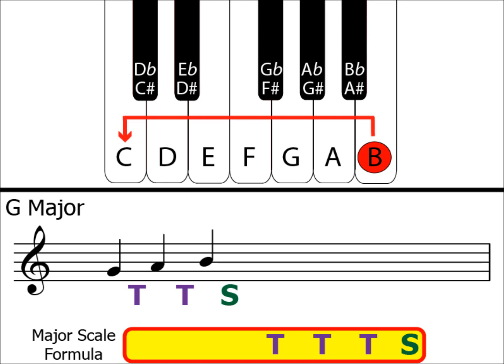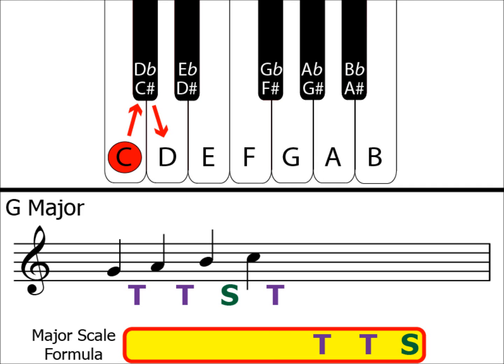C is a semitone higher, so we add C to our scale. A tone comes next. A tone higher than C is a D. We add this to our scale. Another tone after the D. E is a tone higher than D. We add this to our scale.